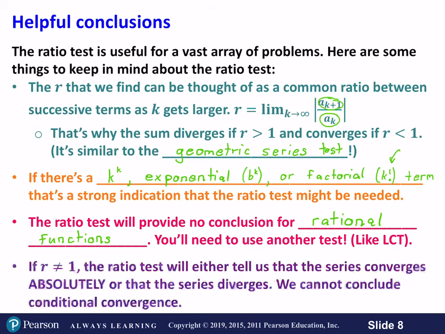And if R is anything other than 1, so if it's 0, infinity, 5, negative, or 1 half, then that's going to tell us either that the series converges absolutely or that the series diverges. There is never a case where the ratio test will conclude conditional convergence. So remember, the ratio test basically just says that it converges absolutely or it diverges. And so if it falls into one of those categories, it cannot conditionally converge.